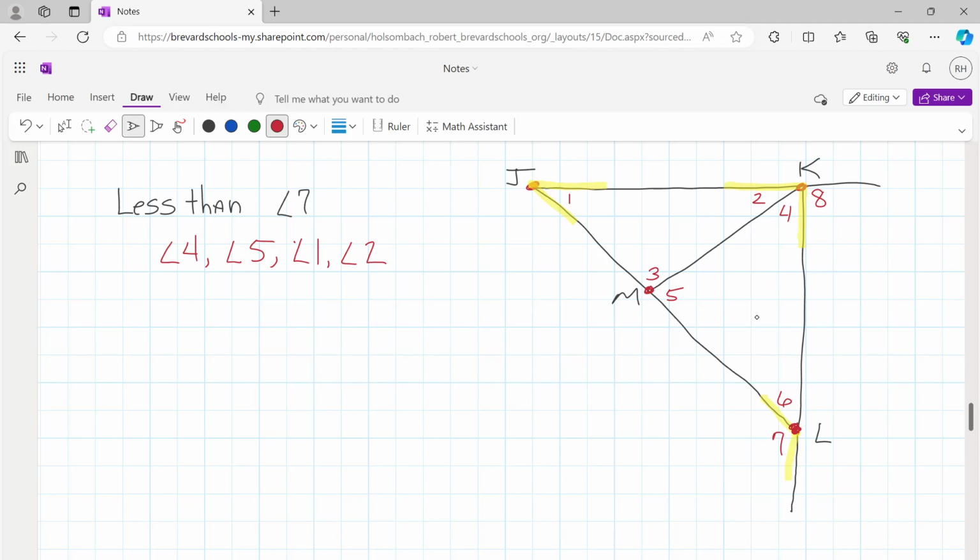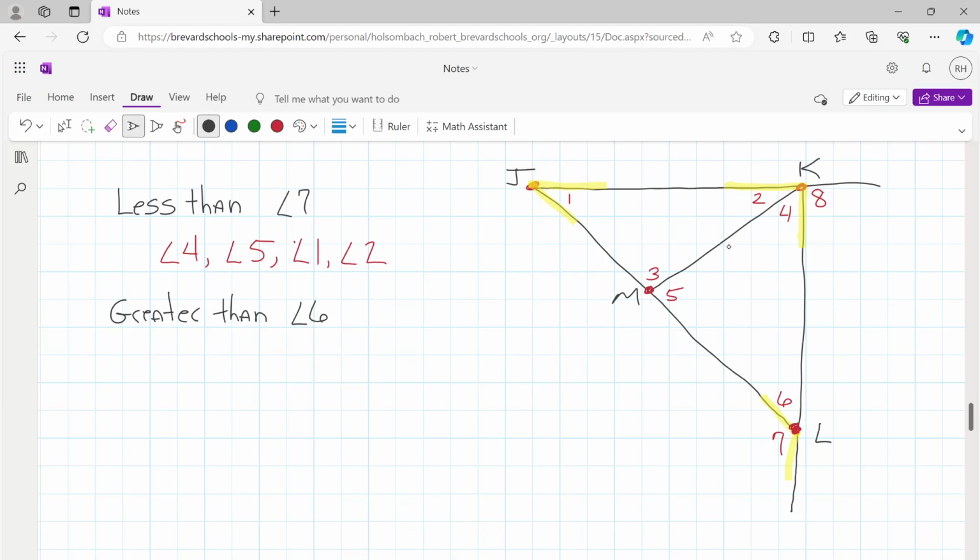All right, next question they ask you, measures greater than angle 6. Now, sometimes it may be easier to just redraw if you're getting confused, because there's a lot going on here.